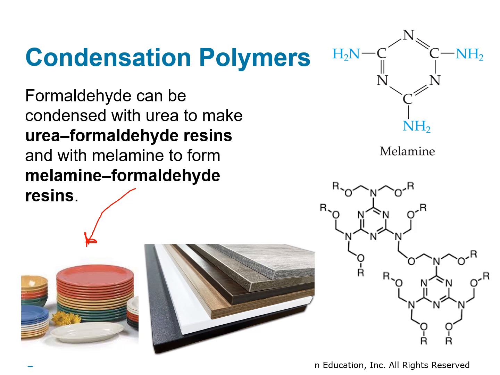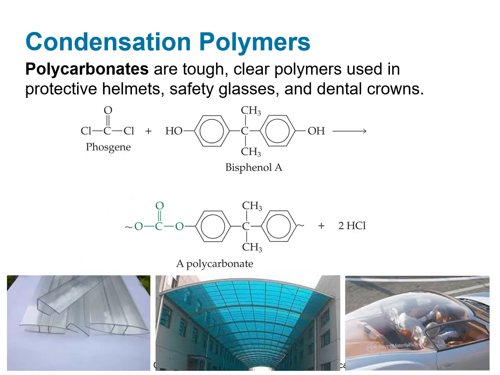So, more useful materials made from condensation polymers. Here's phosgene condensing with bisphenol. Again, we can say these are also copolymers, because you have one type of monomer and another type of monomer condensing into one thing. So that is a polycarbonate. And that is the structural unit that identifies a carbonate.